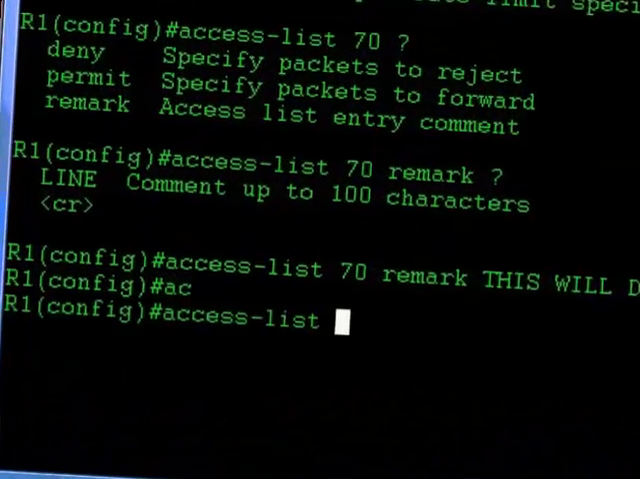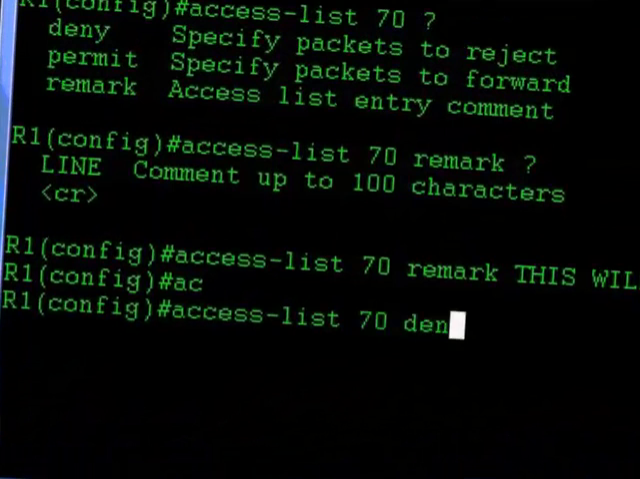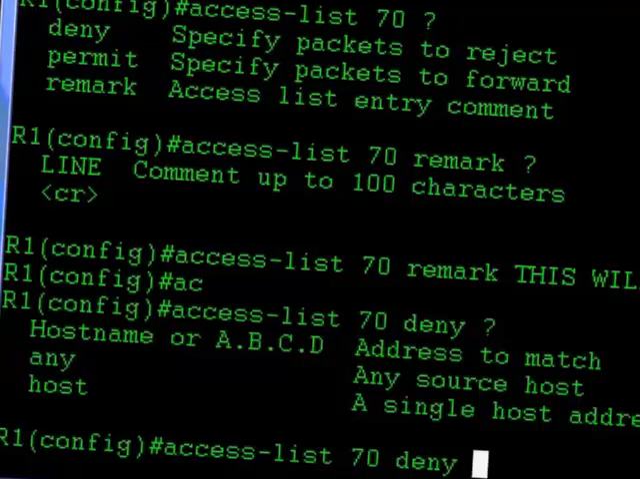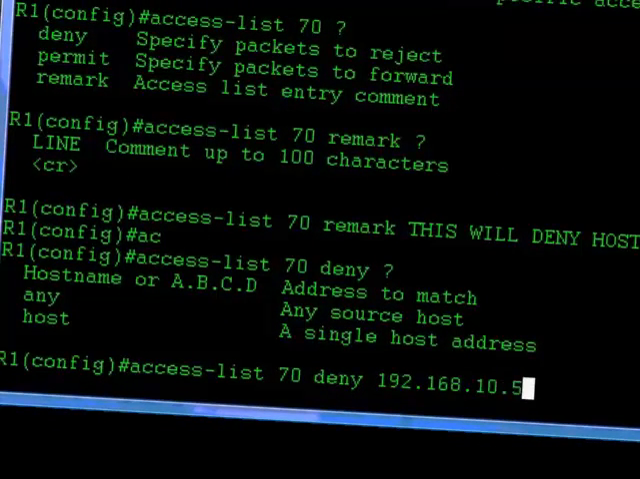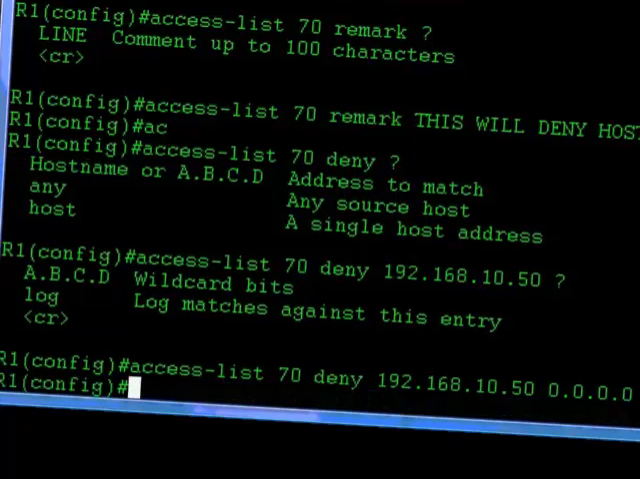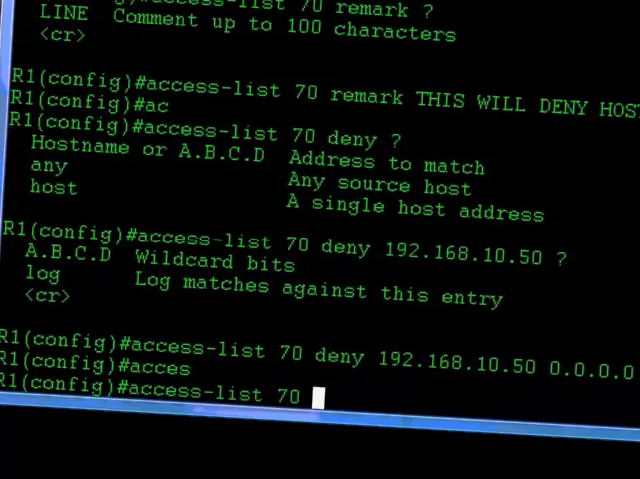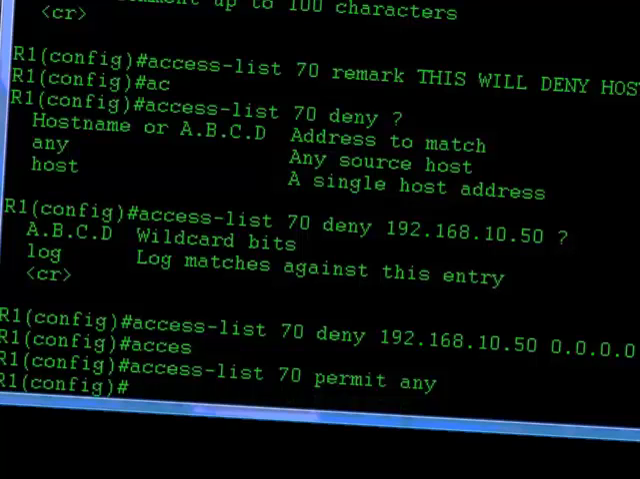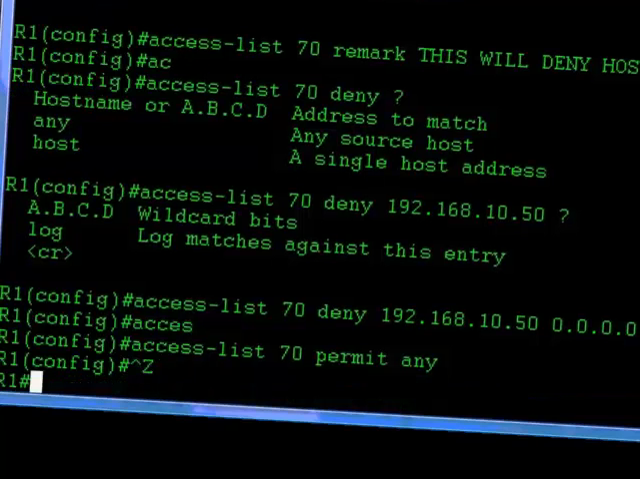So again, the command is access-list 70 deny. Then he's going to type the IP address and the wildcard mask versus typing in host and the IP address. So remember that 0.0.0.0 means look at this specific IP address. That's the wildcard mask. Then you got to follow up with an access list 70 permit any. Otherwise, everything else will be blocked.